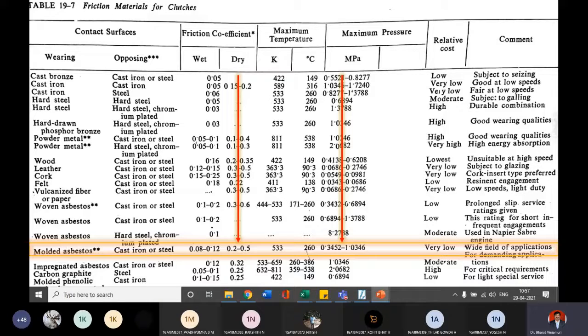Today we have a class at 3 p.m. by default. I'll talk about these numericals, and I'll introduce multi-plate clutches today itself, so do not miss my class. Any other questions you can ask me now.